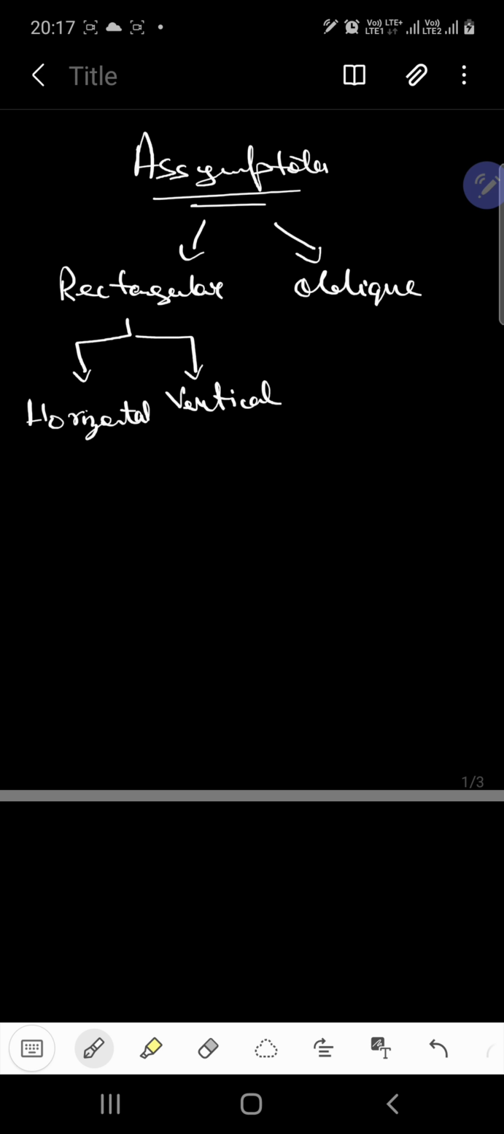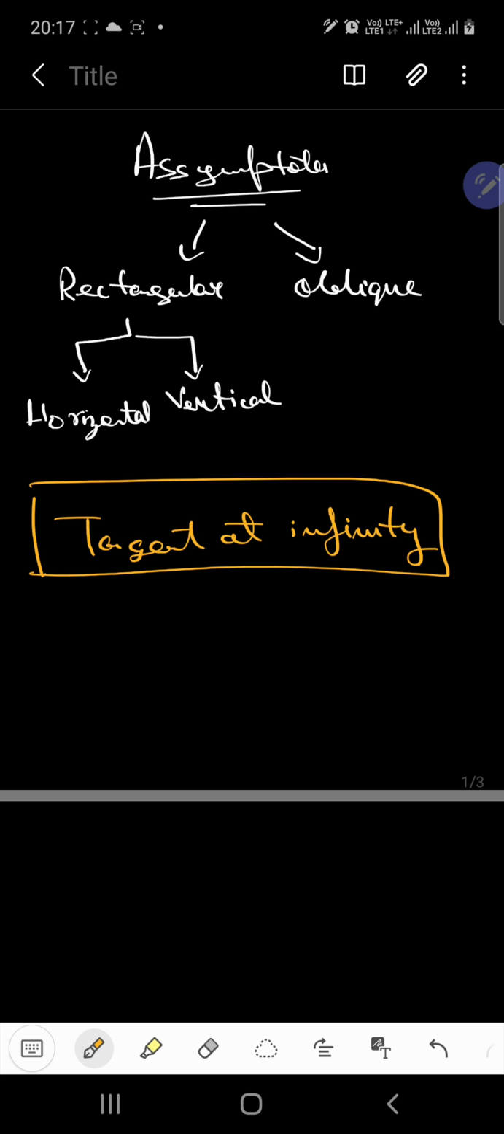So let us start with the general definition of an asymptote. If we simply define it, we can say that an asymptote is a tangent at infinity. When we say that we have drawn an asymptote to a curve, we basically mean that we have tried to draw a line which will eventually touch that curve at infinity. That's why we call it the tangent at infinity.